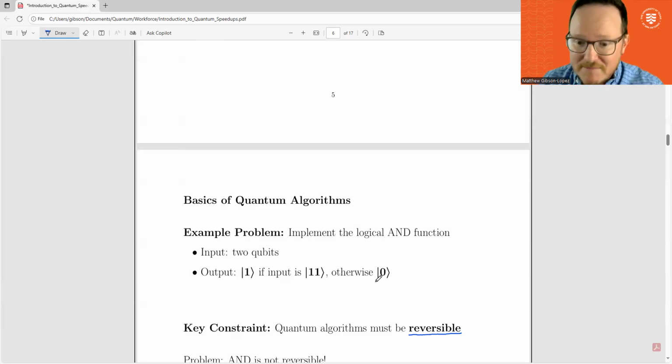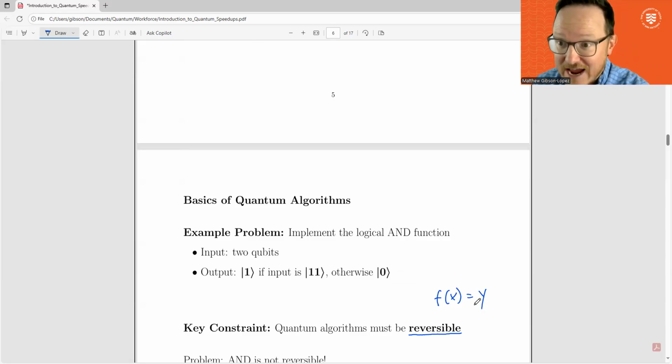So, what do I mean by reversible? I mean, if I tell you the function I run and I tell you the output, so if f of x is equal to y, if I tell you the output and I tell you the function I just executed, you've got to be able to tell me what the input was. This is what it means to be reversible. If I tell you the output plus the function, you should be able to tell me what the input was.